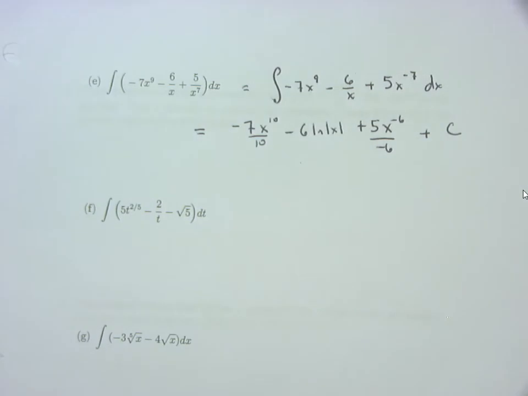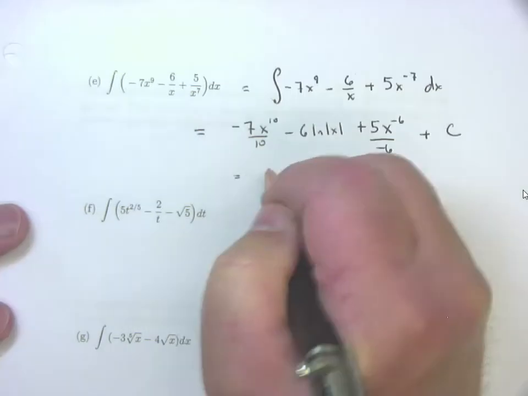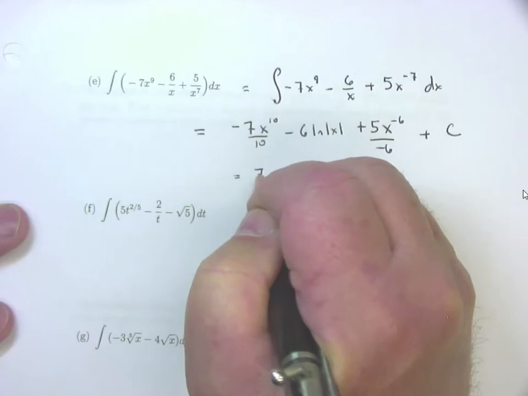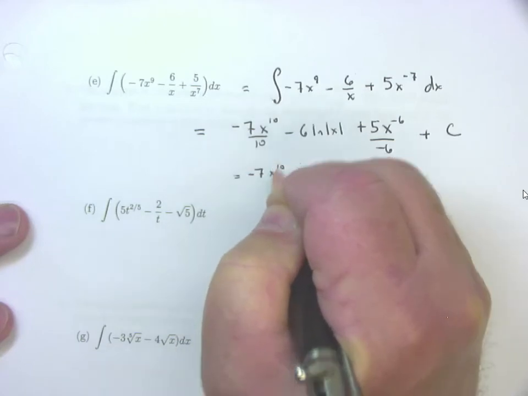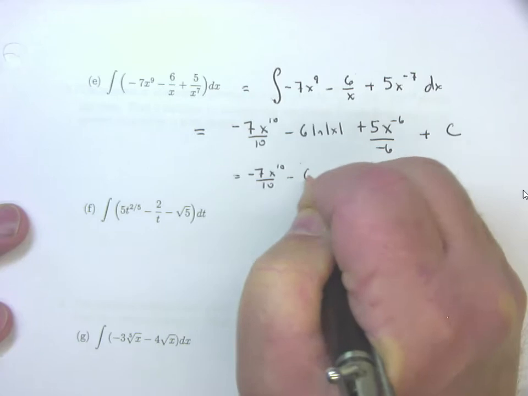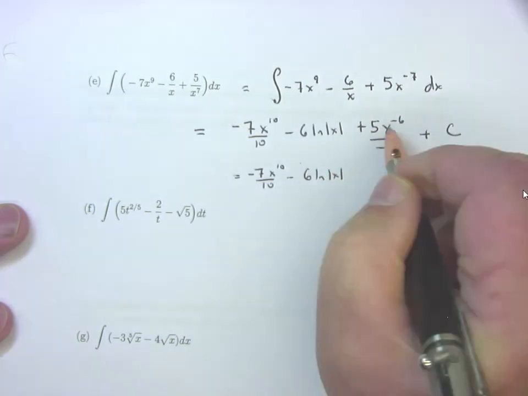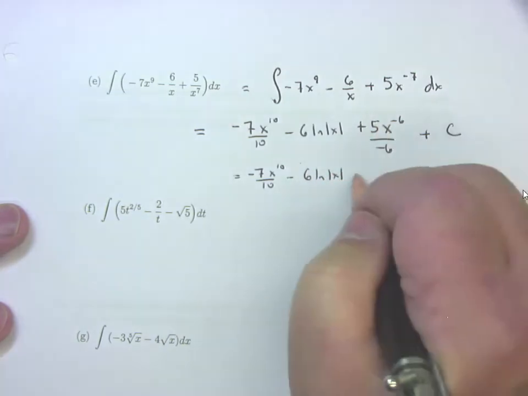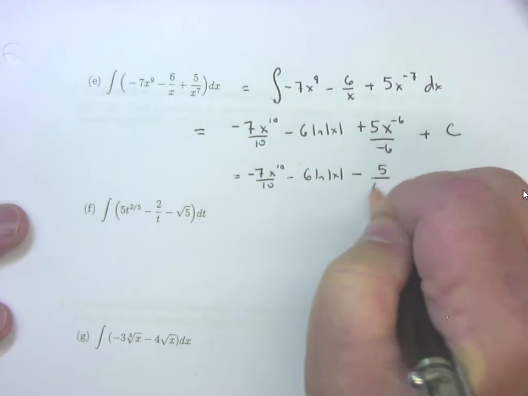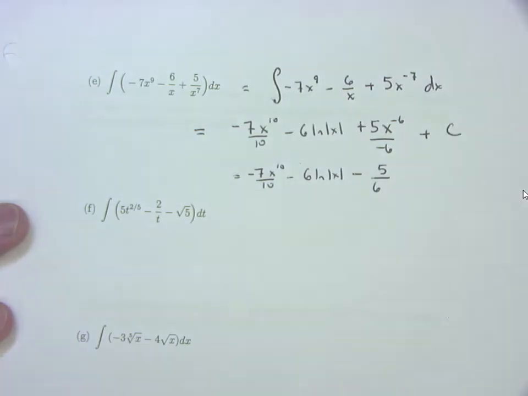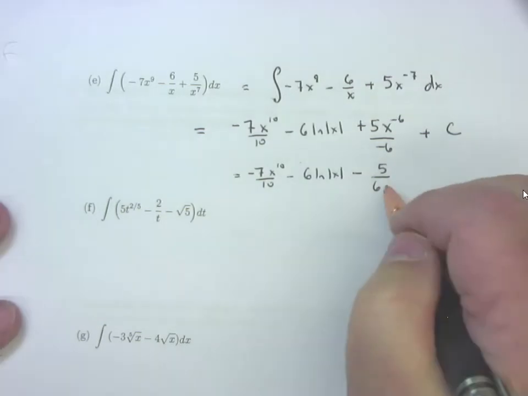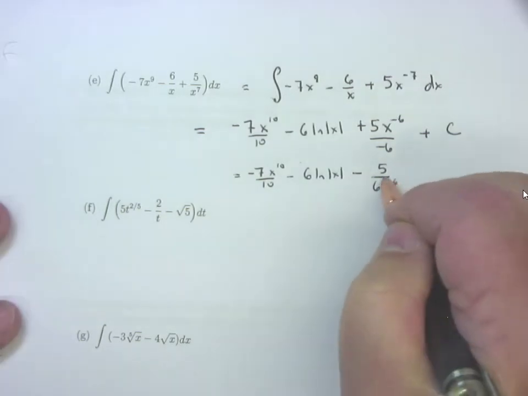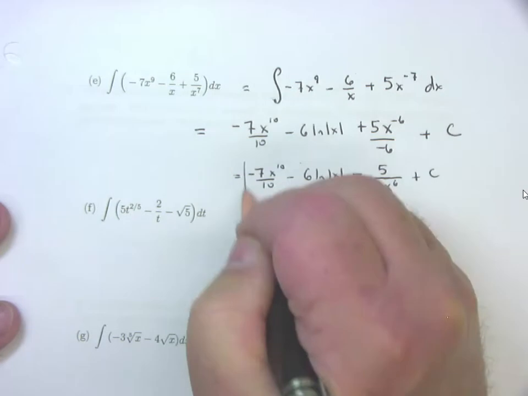And then the last thing we're going to do is clean up our answer. So the answer is going to be negative 7 x to the 10th divided by 10 minus 6 natural log absolute value of x. A positive divided by a negative is going to be a negative 5 divided by 6. x to the negative 6, then x to the negative exponent goes into the bottom. That gives you 5 over 6x to the 6 plus c. There's my solution.